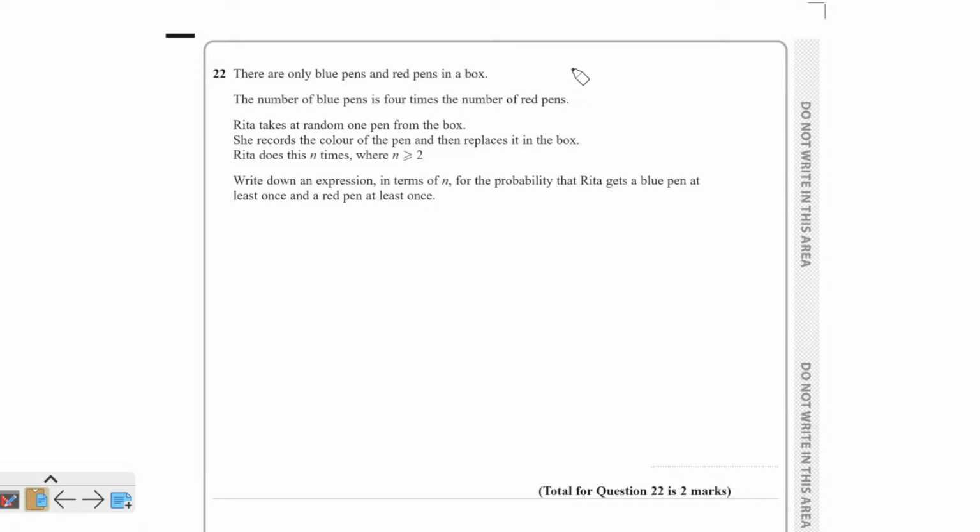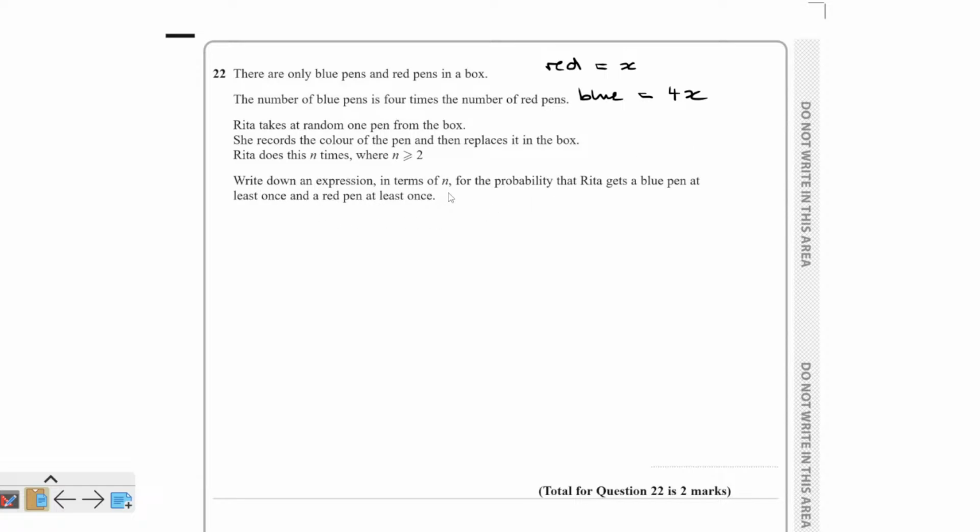So, red is like the smaller number, isn't it? So, let's say if red is X, always put the smaller one as X. Blue would therefore be 4x, wouldn't it? I just like to translate it like that, so it's not in words anymore. Rita takes at random 1 pen from the box. She records the colour of the pen and then replaces it in the box. Rita does this n times, where n is greater or equal to 2. So I'm thinking this is effectively a probability tree situation. Again, you've got different events. She takes a pen. The second event is she takes another pen, so on.